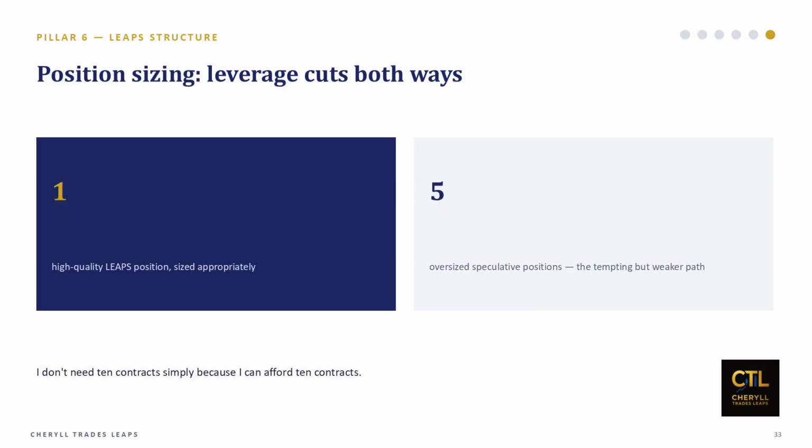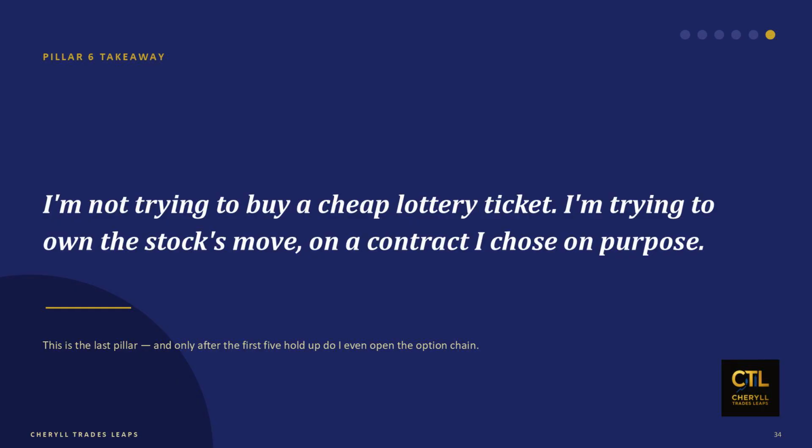And finally, position size. LEAPS are leveraged. That's exactly why I like them. But leverage works both ways. I don't need 10 contracts simply because I can afford 10 contracts. Sometimes one high-quality LEAPS position is better than 5 oversized speculative positions. Pillar 6. Takeaway. I'm not trying to buy a cheap lottery ticket. I'm trying to own the stock's move on a contract I chose on purpose.